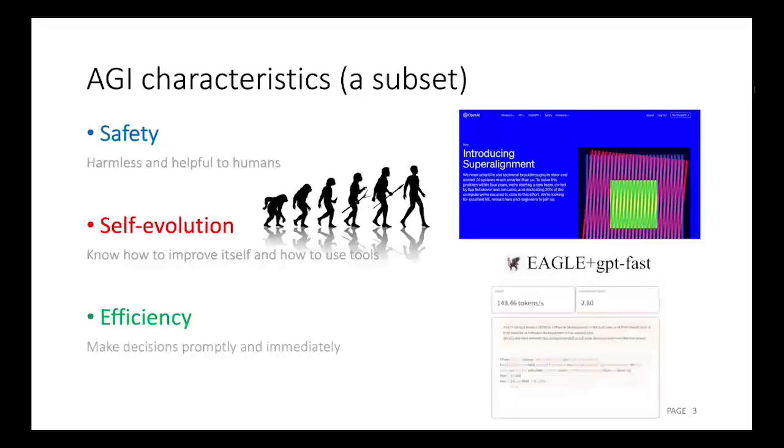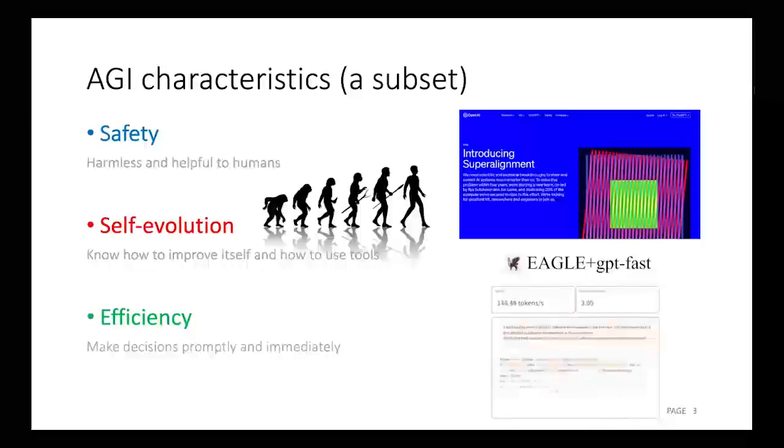And the third characteristic I want to highlight is efficiency. We want the AGI, also the AI, to make decisions promptly and immediately. This is pretty important for many real-world applications. For example, for the self-driving car, we want the car to make decisions immediately in order to avoid traffic accidents. So this is all about efficiency. In this talk, we will talk about these three characteristics: safety, self-evolution, as well as efficiency.